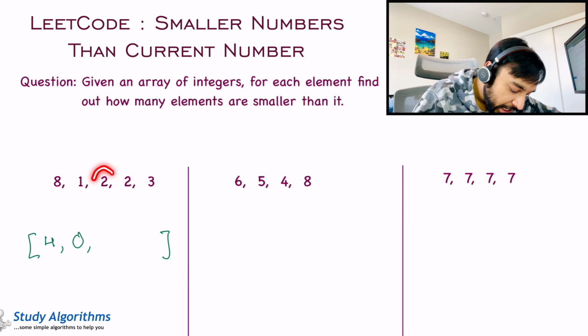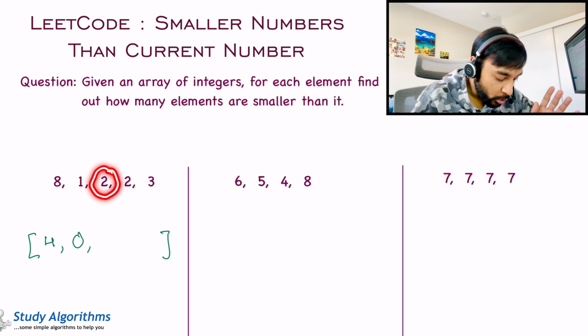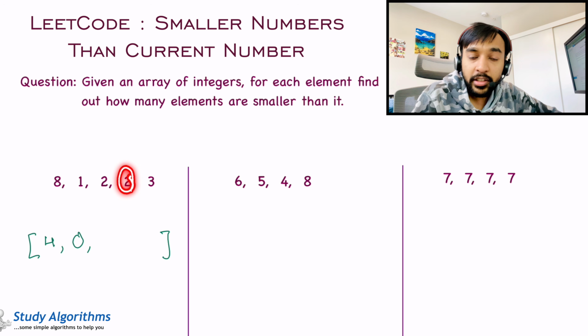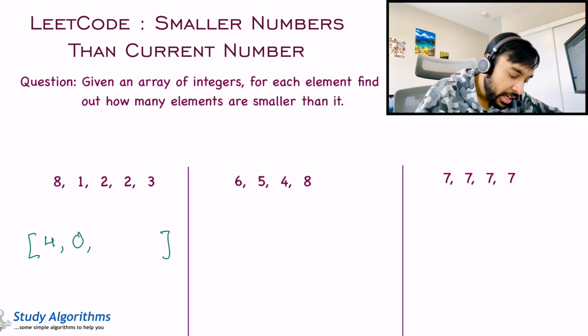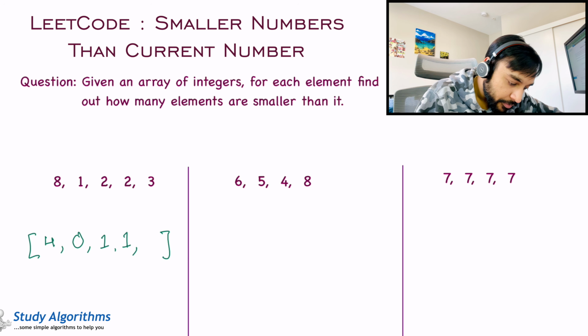Going ahead, you see the element 2. Now, this is a little tricky. How many elements are smaller than 2? Only 1, right? 2 is just equal, so you will not count it. And hence, I will write down 1 over here. Going ahead, I have 2 again. So this time, I will again have 1.